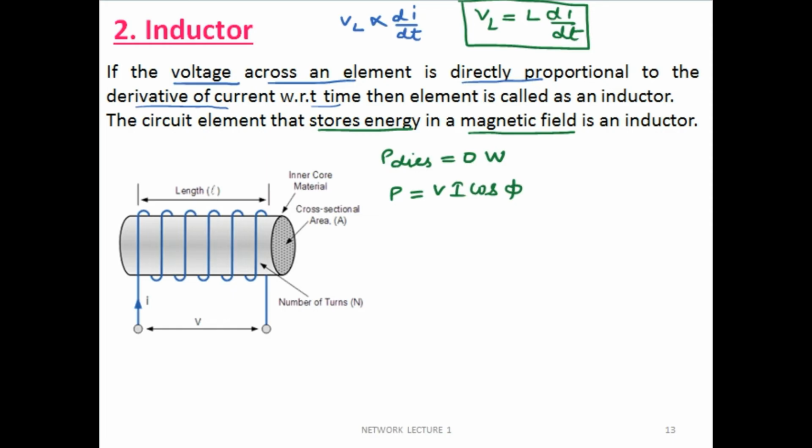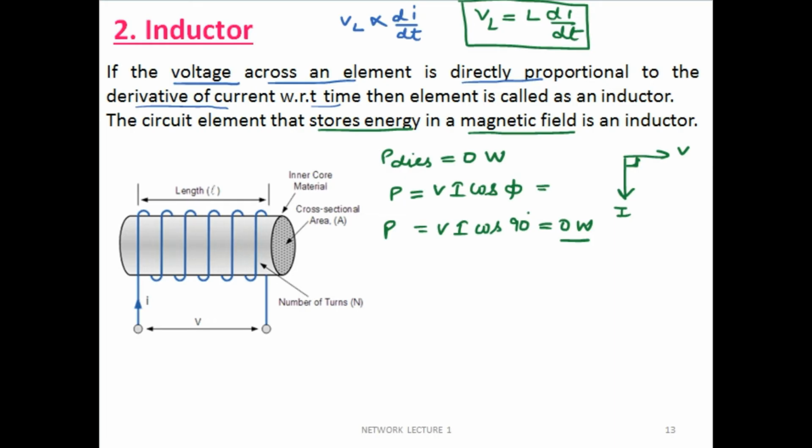So power is given by VI cos phi, and in the inductor we know that current lags the voltage by 90 degrees. It means phi is the angle between V and I. So VI cos 90, and cos 90 is 0. It means power dissipation is 0 watt in case of a pure or ideal inductor. But ideally inductors do not exist; practically it will have some resistance, so some dissipation will be there.